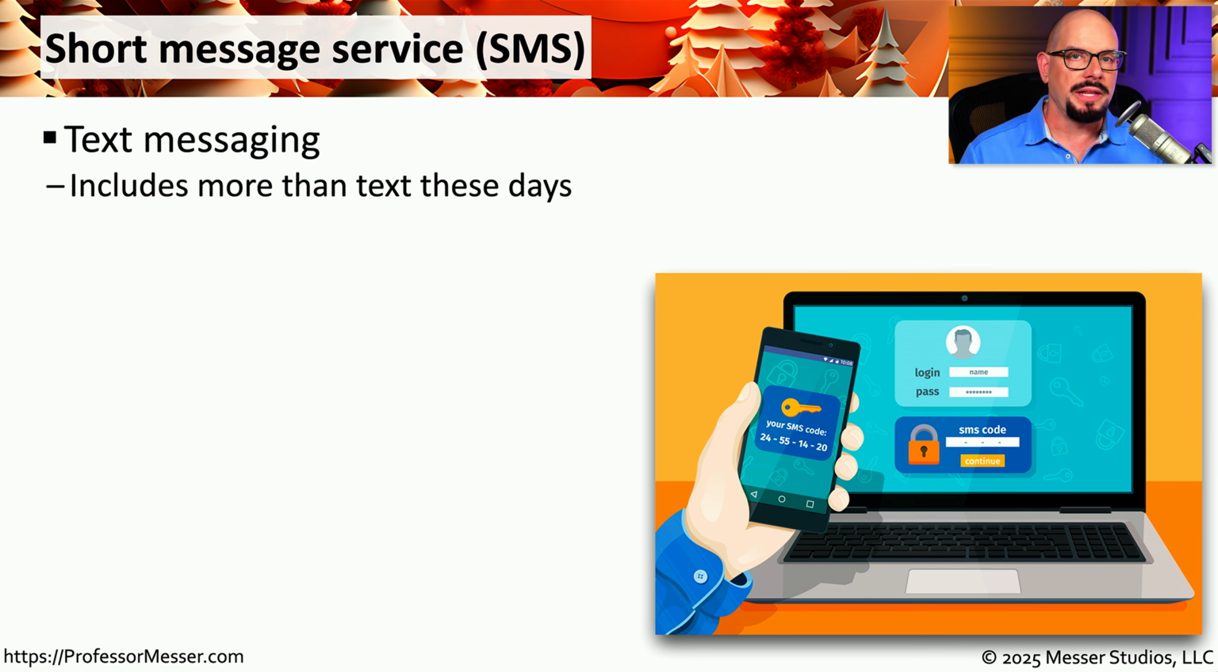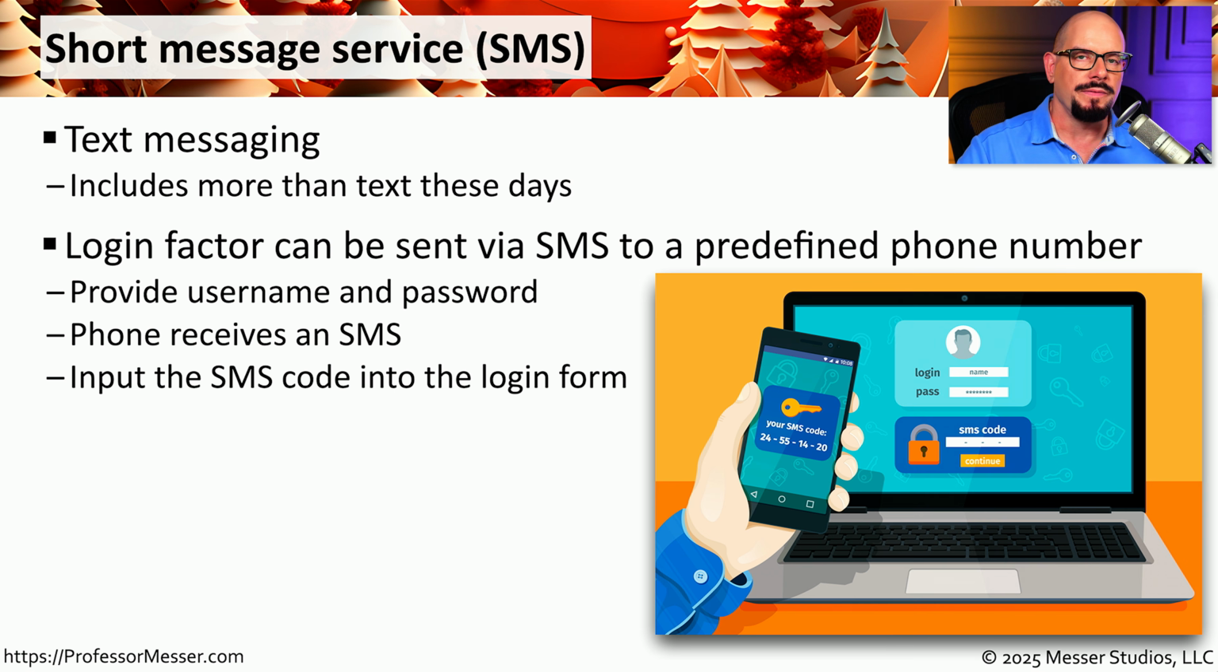Another factor commonly used during authentication is to receive a text message with that code. This is referred to as the short message service, or SMS. During registration, you provide your email address, your password, and also your mobile phone number. When you log in next time, you provide your username and password. The system is going to send you an SMS message on your phone, and then you would use the code from that SMS message to be able to complete the login process.